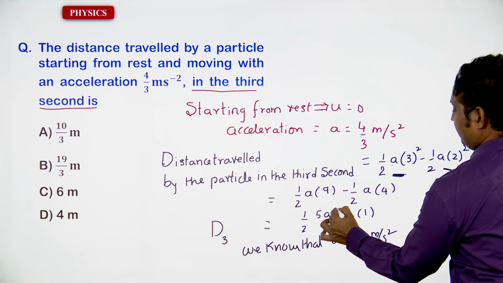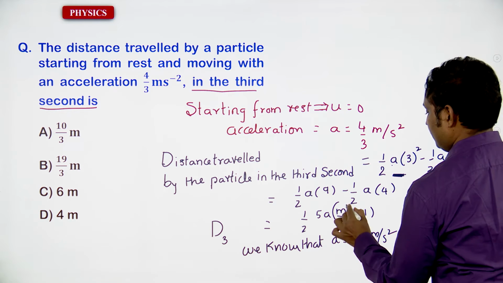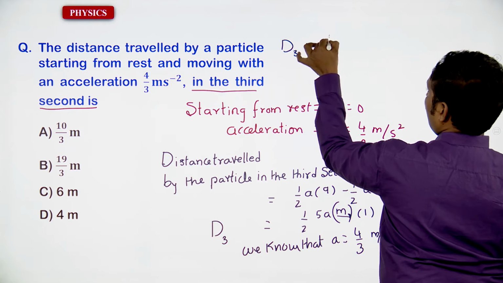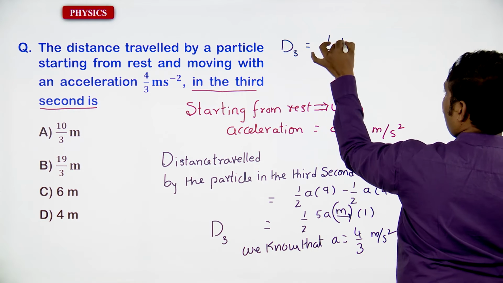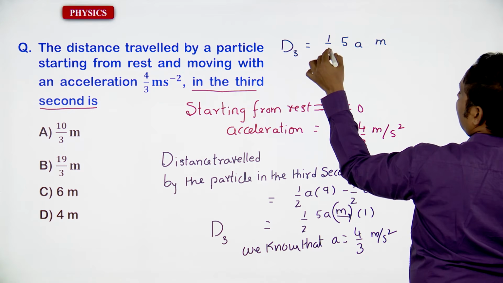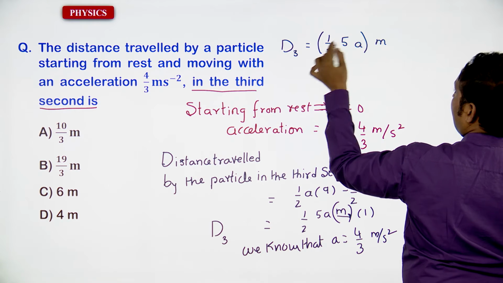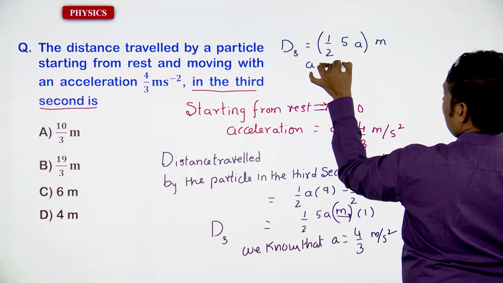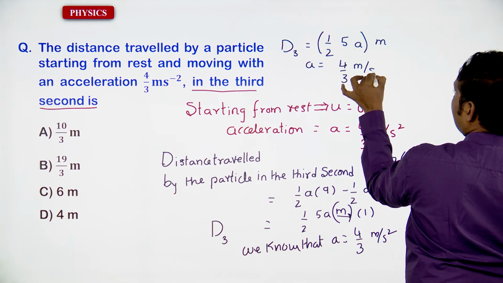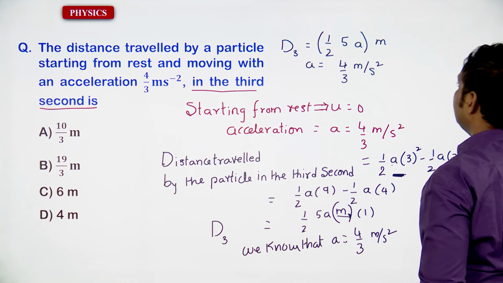Yes, that is in meter, it's very clear. Therefore, d3 is equal to 1/2 5a meter. So, we know that a is equal to 4/3 meter per second square.